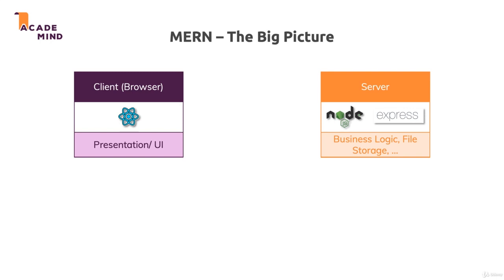There we can run any business logic which we might want to hide from our users or which is more performance intensive. Since we run it on a dedicated machine, a dedicated server, we don't rely on the machine of our users, which is great. We also can use Node and Express for file storage, and we will in this course. And therefore, this is an important part of a real web application.